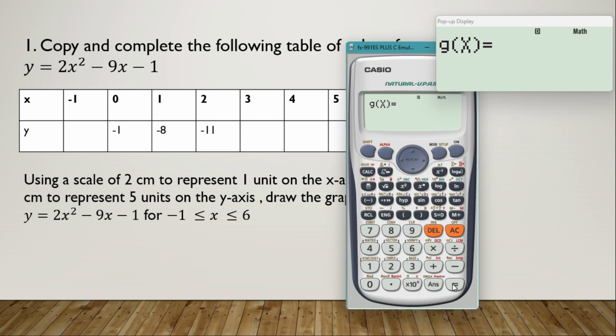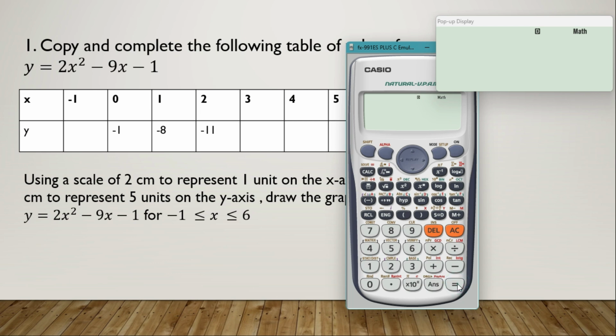And it's starting from minus 1. The range is from minus 1 to 6. So I type in negative 1 and it's ending at 6. The range given to you here, that's what we are talking about. Then you press the equal sign. Now the interval is 1. So from here to here is 1. You just key in 1, press the equal sign.